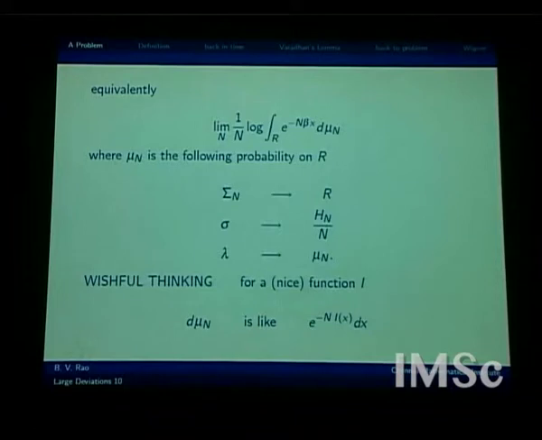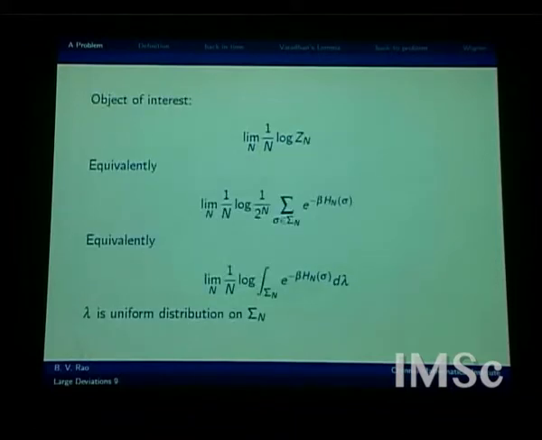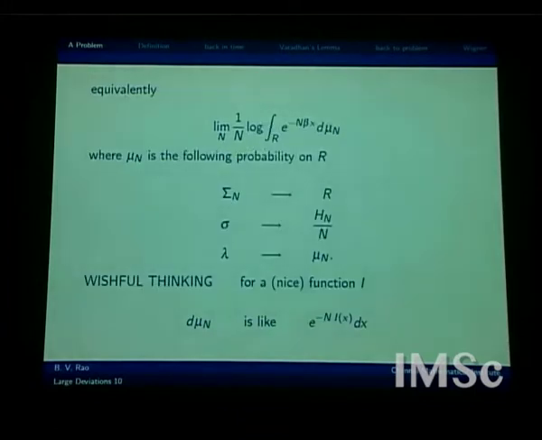So, here earlier I had e to the minus beta h n sigma, you can write it as e to the minus n beta into h n sigma by n. Okay. And since I have used the map h n sigma by n, the induced measure, the earlier integral is precisely integrating e to the minus n beta x with respect to mu n.